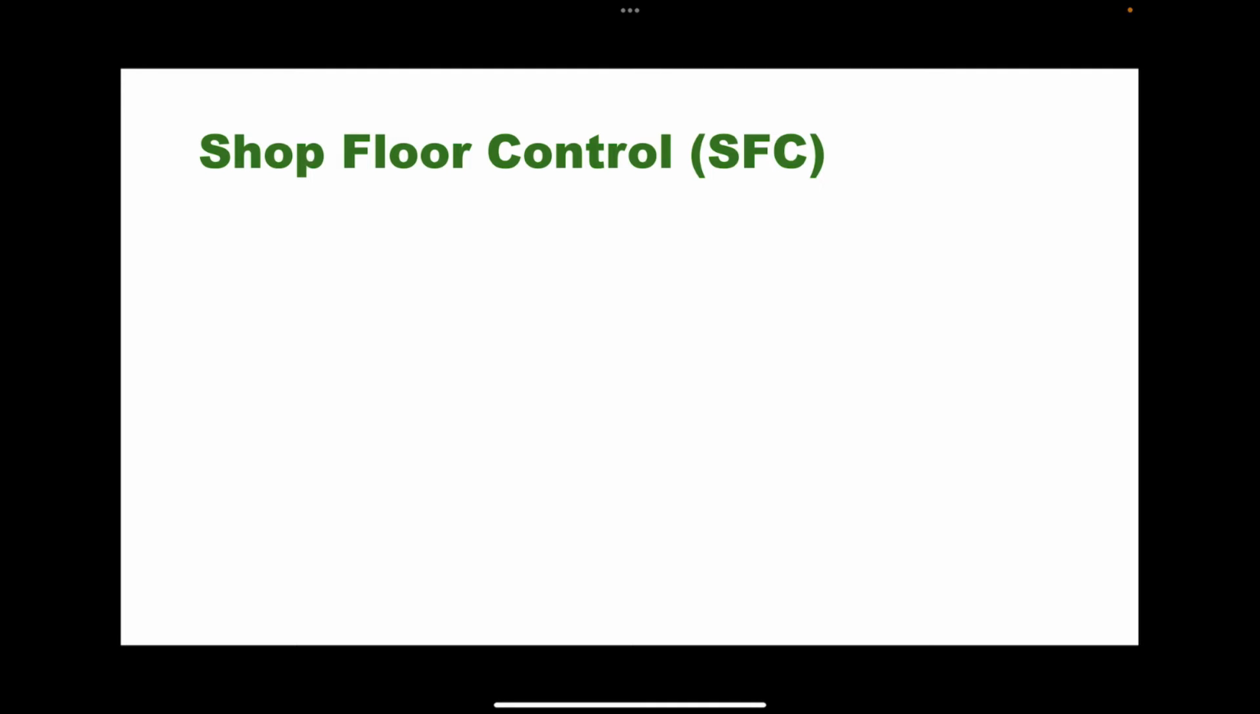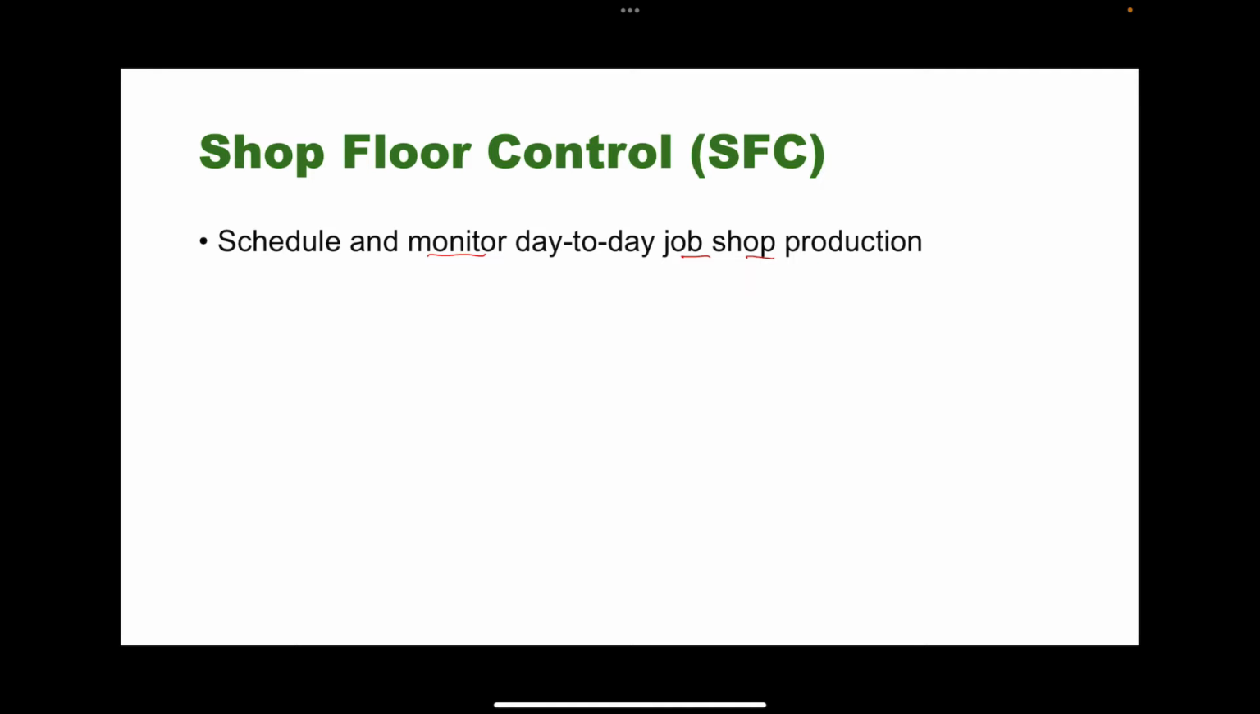So in the previous lectures, we have discussed aggregate planning, master production schedule, material requirements planning, and finally shop floor schedule. So in this video, we are going to see what is shop floor control. The main function of the shop floor control is to schedule and monitor day-to-day job shop production. Okay, so we have seen what is a job shop.